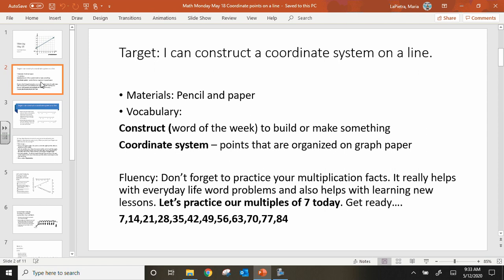So fluency today, don't forget to practice your multiplication facts. It really helps with everyday life word problems and also helps with learning new lessons. So let's practice our multiples of 7 today. Get ready. Ready? Begin. 7, 14, 21, 28, 35, 42, 49, 56, 63, 70, 77, 84.